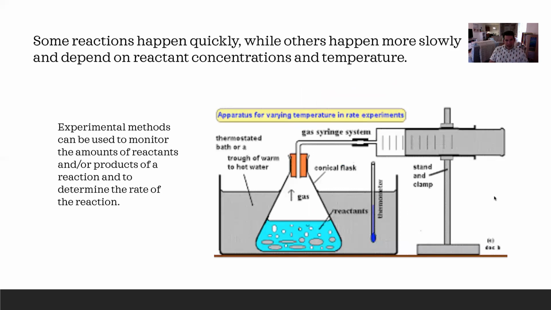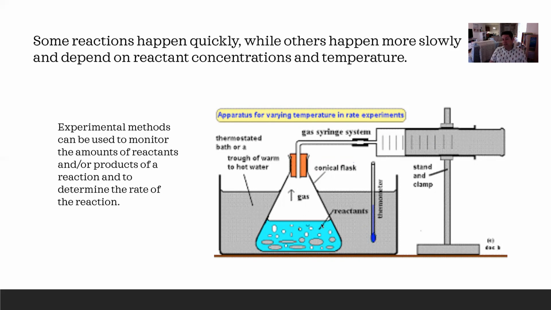All right, now, experimental methods can be used to monitor the amounts of reactants and or products of a reaction and to determine the rate of the reaction. So setting up kinetics experiments is something that is pretty difficult. All right, so typically in the theoretical questions we look at, we are always looking at the rate of reaction of the reactants being used, but that's not something that's easy to measure.